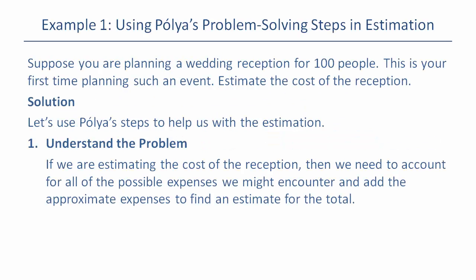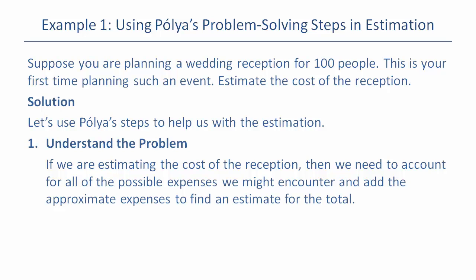All right, let's look at an example, and we'll work it using good old Polya's four-step process, where we're trying to plan a wedding reception for 100 people, and we want to estimate the cost of the reception, and that's all the information we're given. So try and keep it as real world as possible and figure out, what would you have to do? Well, we have to understand the problem. That's step one. So the problem is, how much is it going to cost?